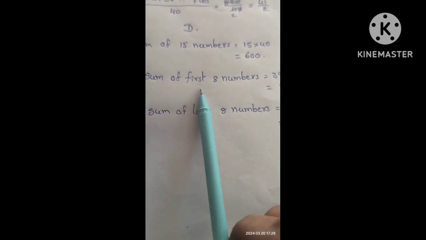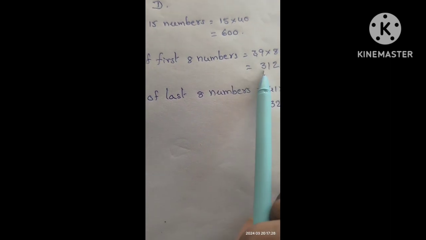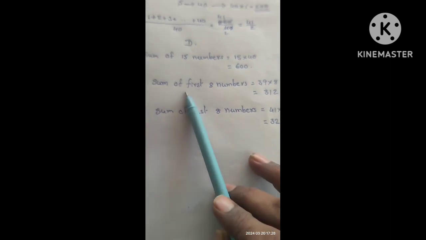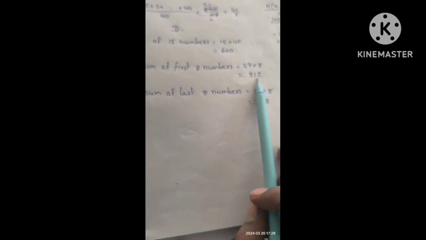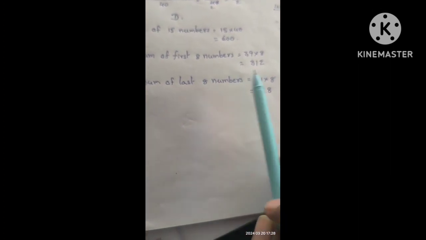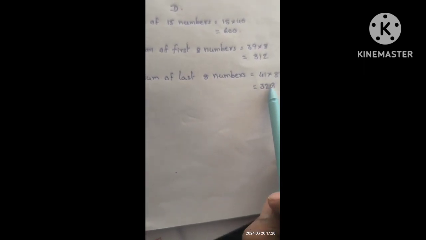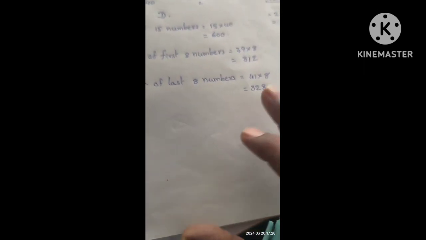And they said mean of first 8 numbers is 39. So we can calculate sum of first 8 numbers. And next they said mean of last 8 numbers is 41. So I calculated sum of the last 8 numbers. Here a logical thing is there.